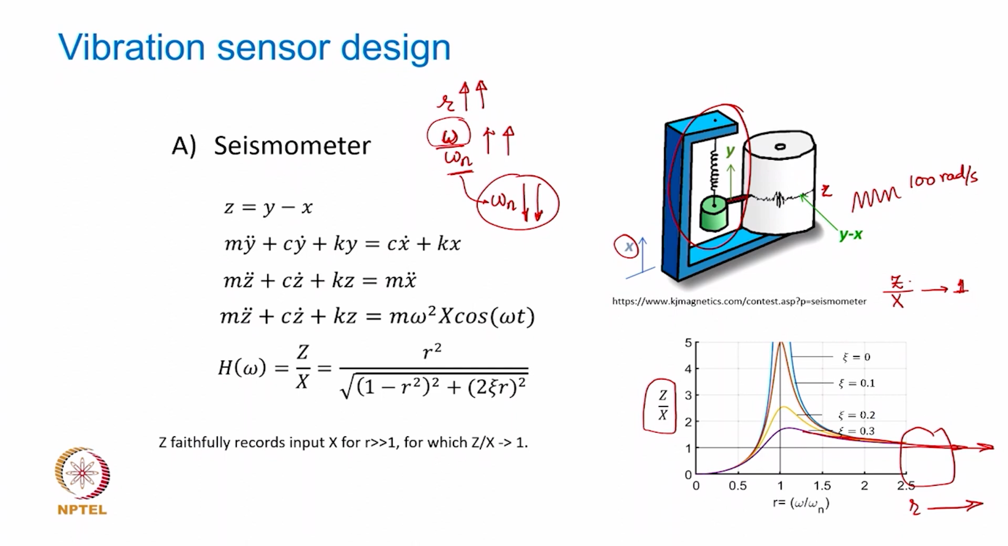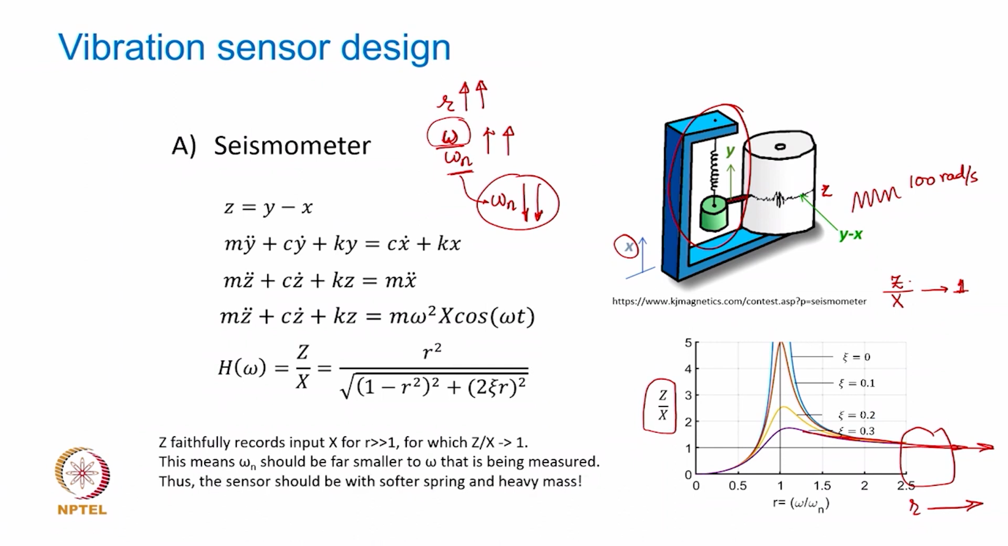For z faithfully recording the input x, r has to be large, for which this ratio is going to approach 1, and therefore omega n should be much smaller than the frequency that you are trying to record. Okay. And therefore, practically or physically, it means that the mass should be heavier and the spring should be softer. A compliant spring and a heavy mass will give you a very low natural frequency. Okay.